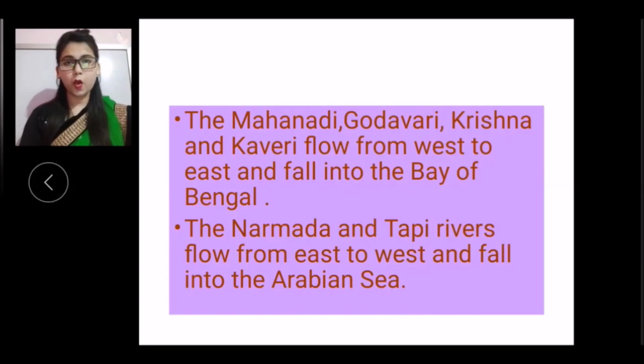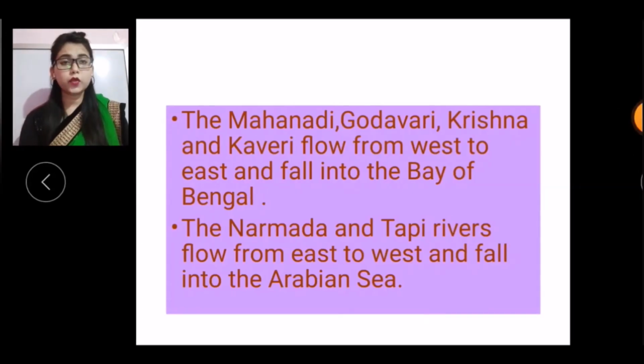Because to the east side of India, which water body is located? Yes, you are correct. Bay of Bengal. And to the west side of our country, which water body is located? So that is the Arabian Sea. So you have to remember these rivers' names.